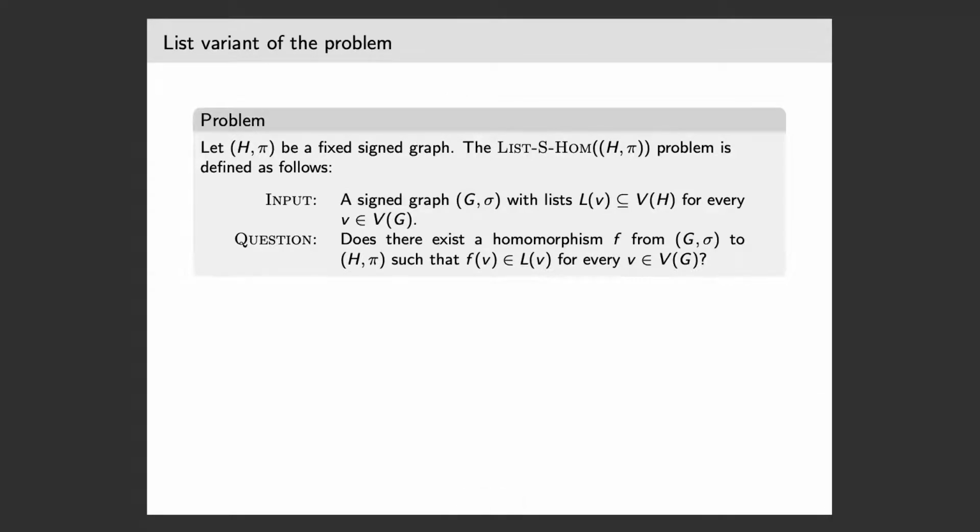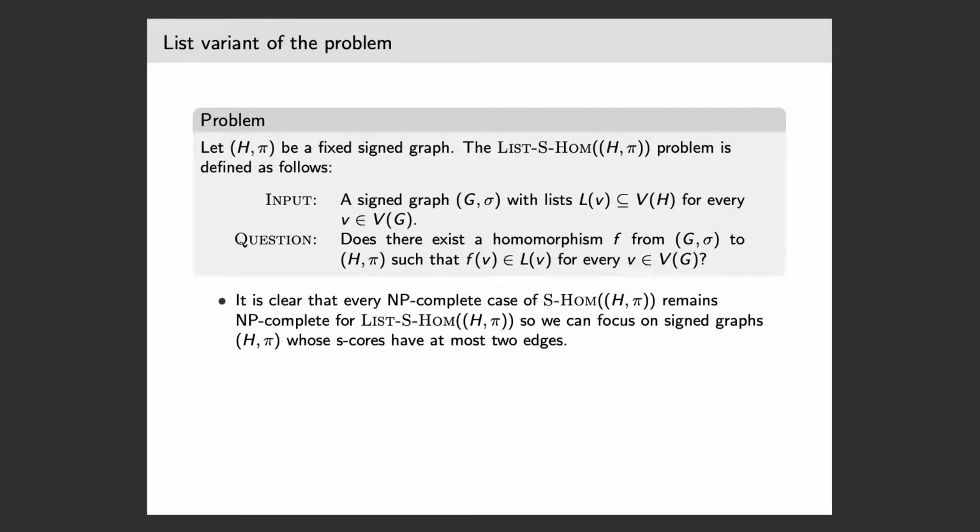We are interested in a list variant of the problem. In the list variant, we have on the input not only a signed graph (G, sigma), but also for every vertex of G, a subset of vertices of H, the so-called lists. We ask if there exists a homomorphism between (G, sigma) and H-hat, such that the images of vertices of G obey the respective lists. It is clear that every NP-complete case of S-Hom(H-hat) remains NP-complete for our list variant, so we can focus on signed graphs whose S-cores have at most 2 edges. However, there are many complex signed graphs with such a property.